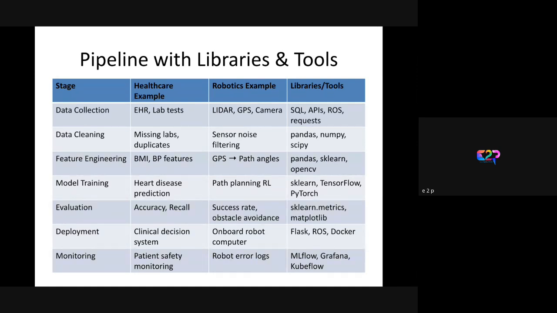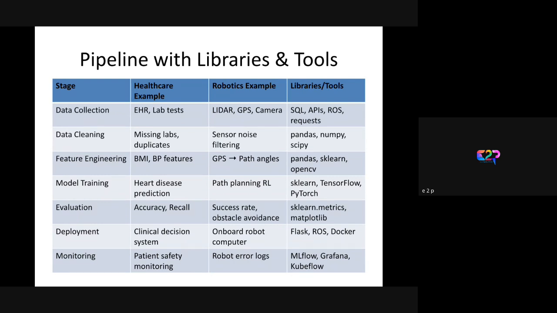Then feature engineering. We select the required features by combining, deleting, updating the data, and converting it into a usable format, which we call feature engineering. In healthcare, normally BMI and BP features, and GPS into path angles. This can be done using pandas, sklearn, and OpenCV.